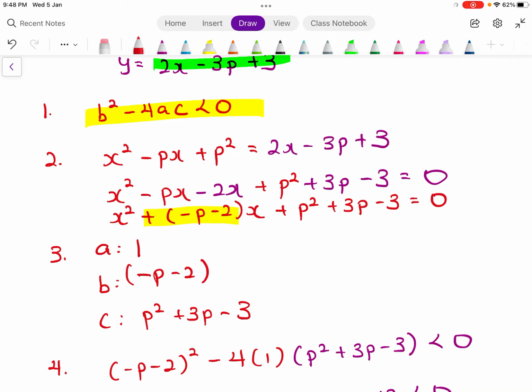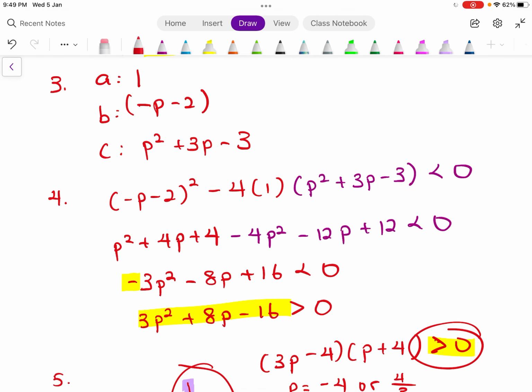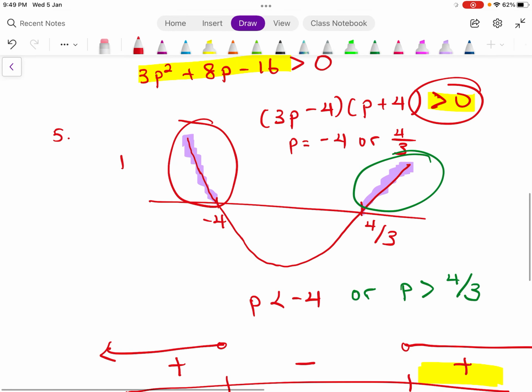Then step number 2 is to equate them together. This step number 2 is actually missing from example 1. In example 1, I do not need to do this step. I just do step number 1 first, then skip all the way to step number 3. So this is an additional step. Then I go to step number 3, I determine A, B, C. Then step number 4, I put in the inequality. So this one is step number 3 and step number 1 combined together. And last but not least, step number 5, you need to solve for your quadratic inequality. So that's it for our example.